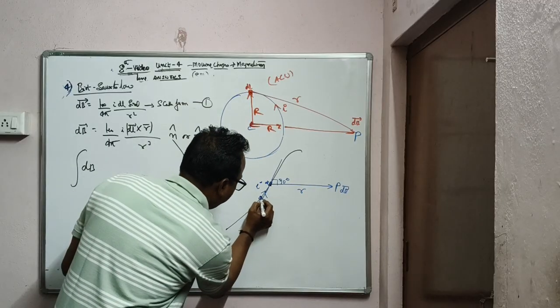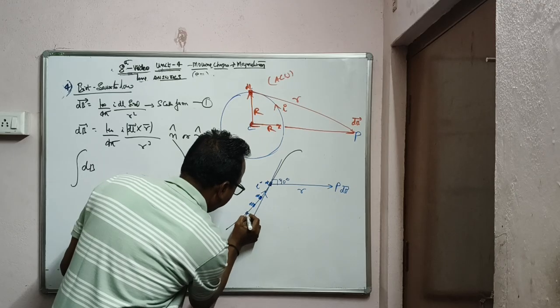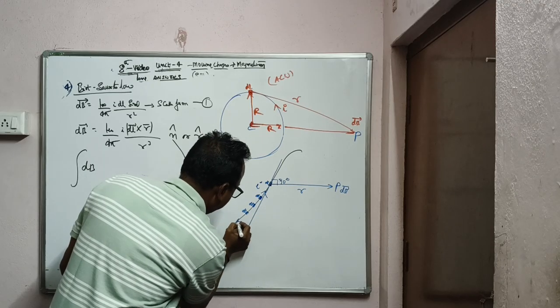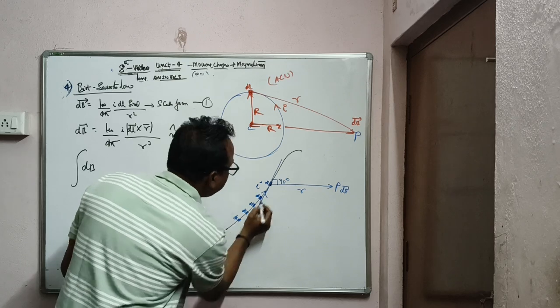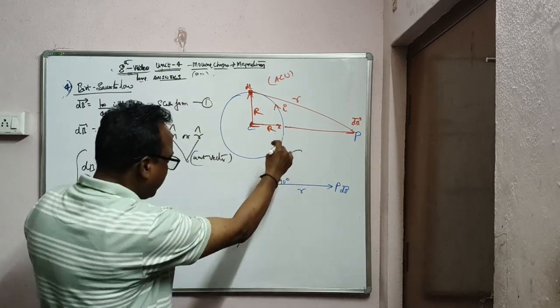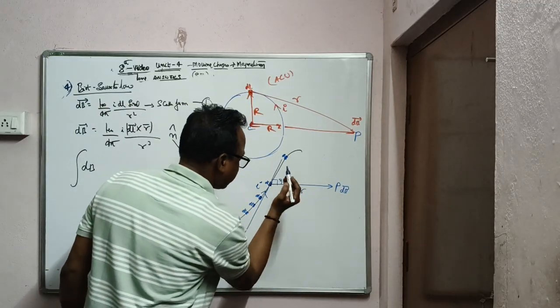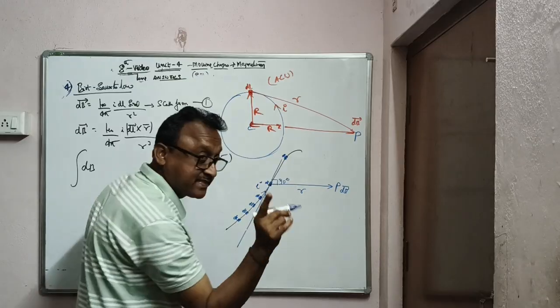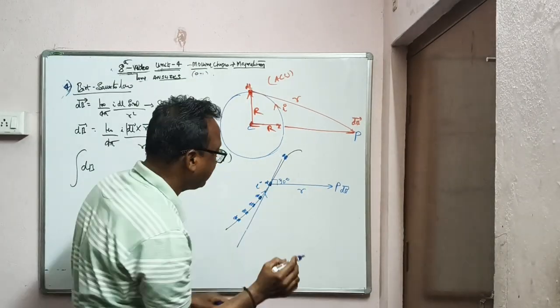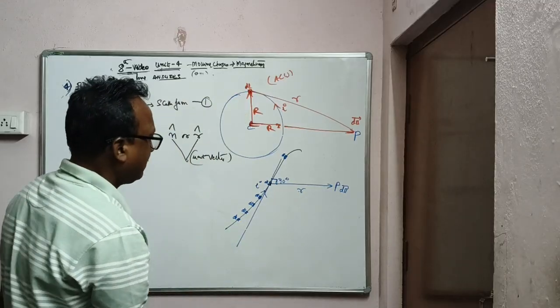There are many such dl's inside this wire: dl, dl, dl, and dl. Anywhere you can take smaller ones. The combination of all dl's is nothing but the wire. So from the center I have taken distance r, and if you draw a tangent to that dl elemental length, it makes 90 degrees with the r at the point P.